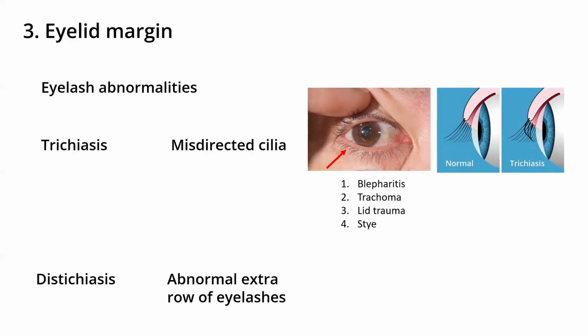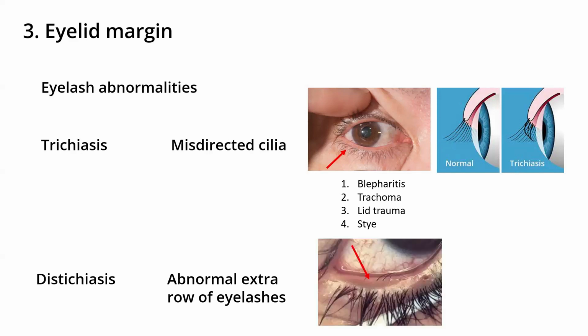What is distichiasis? Abnormal extra row of eyelashes. So this one is not an extra row of eyelashes. It's just one eyelash which is misdirected, whereas distichiasis is an abnormal extra row of eyelashes.